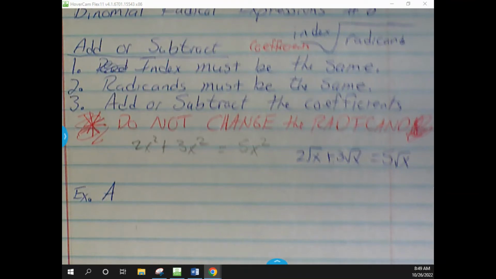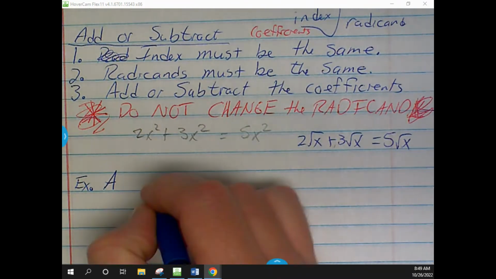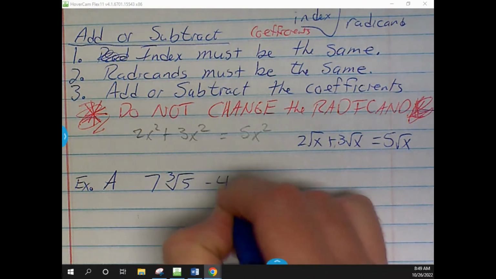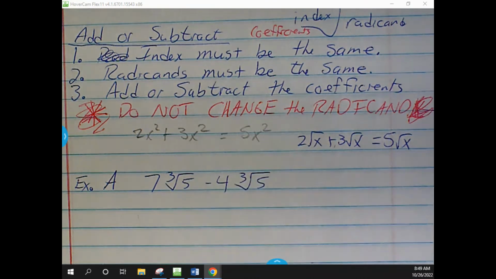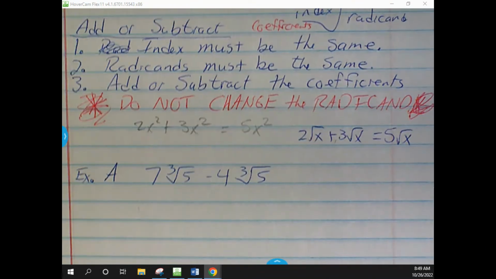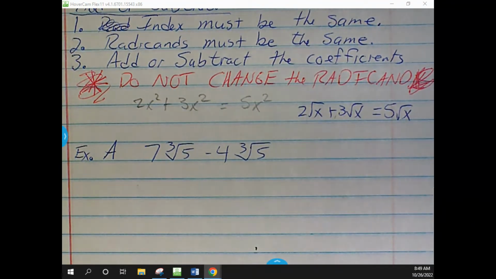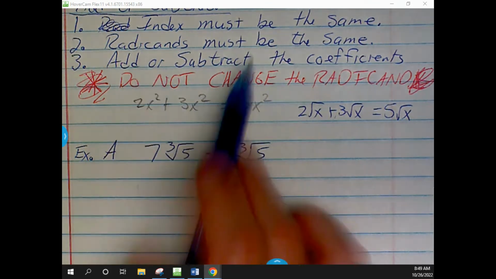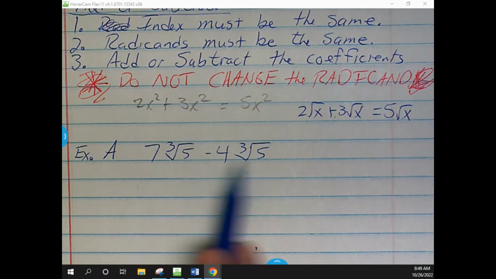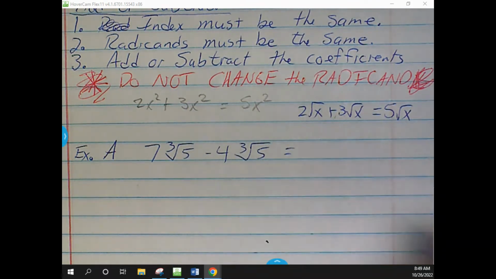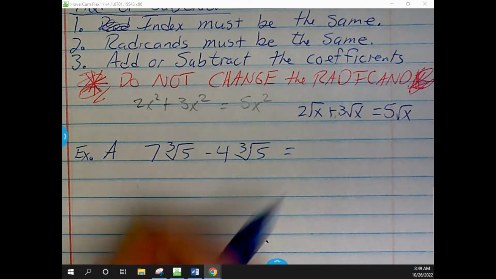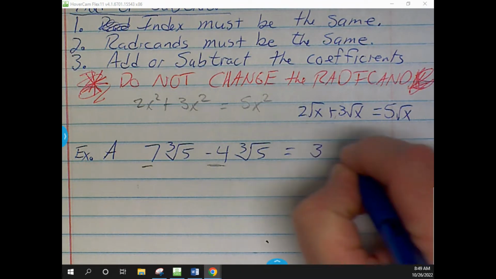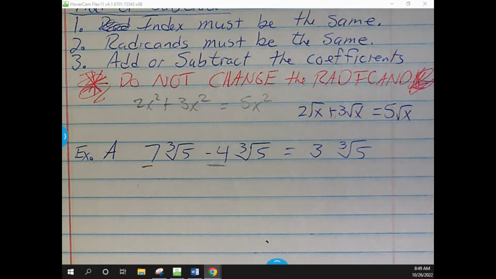All right, so for example, A, let's go 7 third root of 5 minus 4 third root of 5. Index 3 here, index 3 here, so the indexes are the same. The radicands, third root of 5, third root of 5, so we're good there. From that point, we're just going to do 7 minus 4. So that's 3 third root of 5.